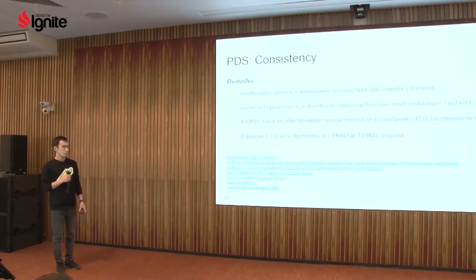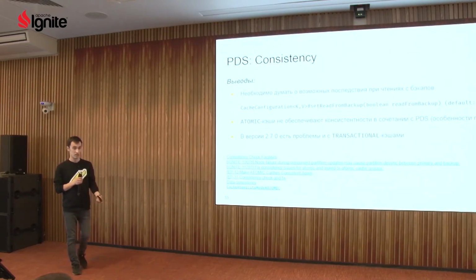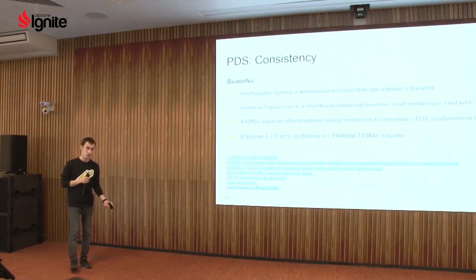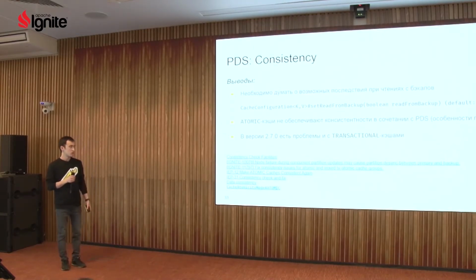The next point is that atomic caches when PDS is used aren't consistent sometimes. It turns out, unfortunately, there are scenarios when consistency doesn't work, because it's a limitation of the protocol. In 2.7.0 there is a problem with transactional caches too, but it is expected to be solved in 2.8.